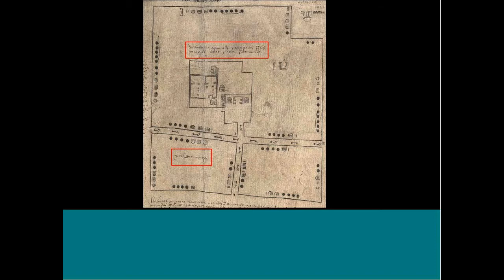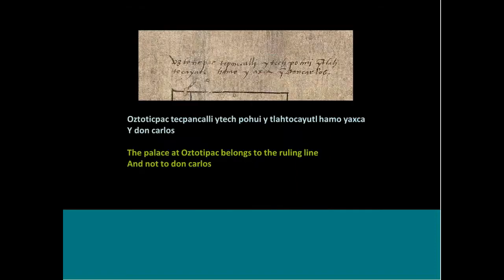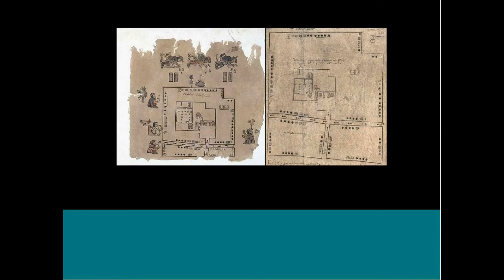And down below there's another one which says that it was owned by a man named Don Antonio, and we're not really sure exactly who some of the people on the map are, but we can identify some of them. The gloss itself says the palace at Oztoticpac belongs to the ruling line and not to Don Carlos. And so we have now two pieces of property. These are both on that left-hand section, one that does belong to Don Carlos and another one that in fact doesn't.